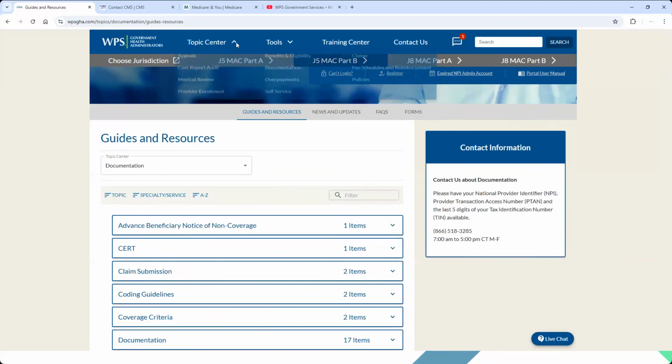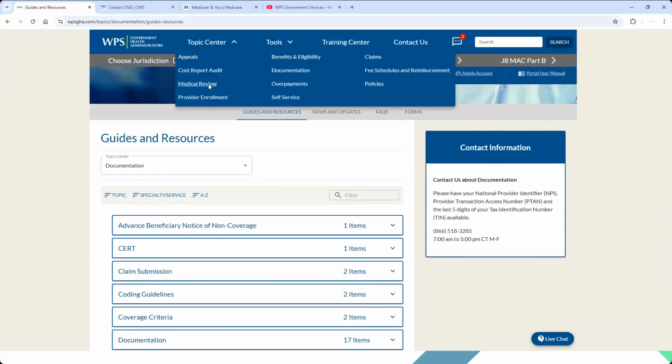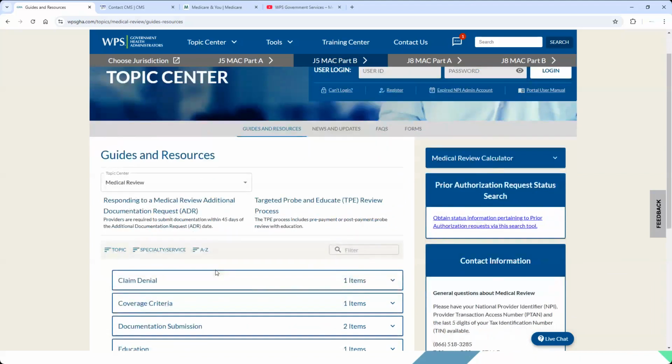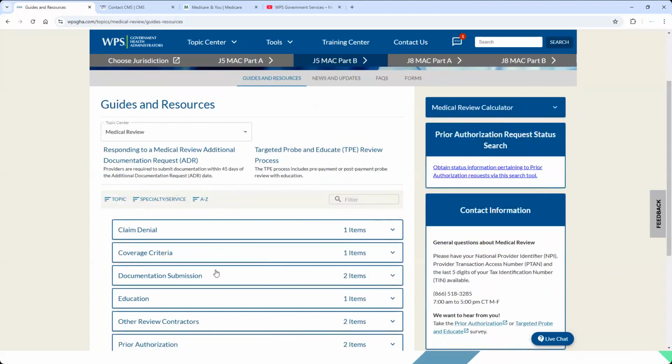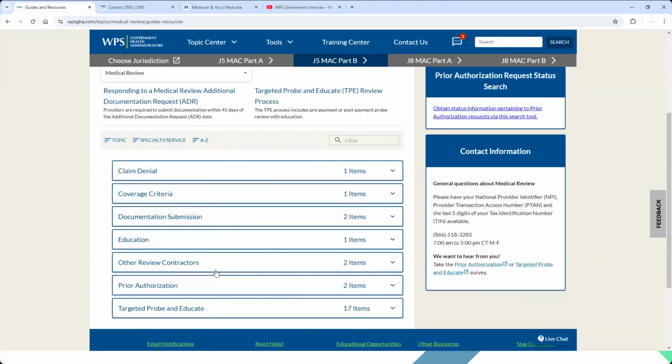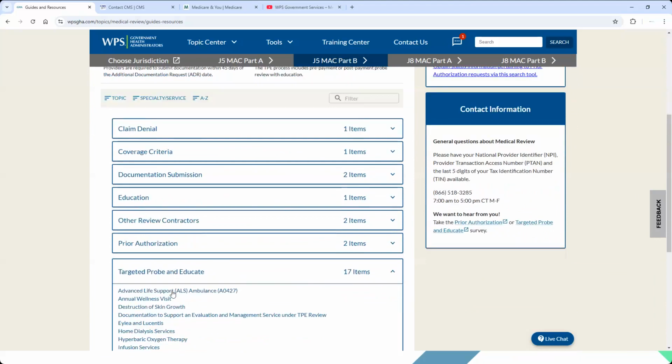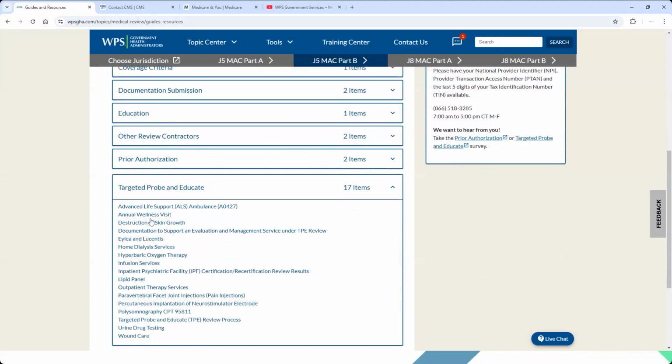Another area we want you to be aware of when you're looking for documentation is medical review. Now, medical review is not going to have standard documentation, general information. That's the documentation one. However, if they're doing a targeted probe and educate, it will walk you through documentation that they're looking for in that medical review. In general, it's going to apply to everyone. There's no one that it won't apply to. So please make sure that you're well aware of this. I think it's a great opportunity and a great resource.